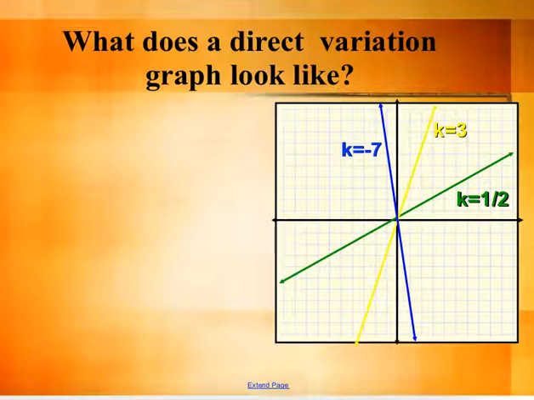So just remember, if we have a different k, it's going to look like a different thing on the line. So a higher k value, like k equals 3, has a larger slope. Whereas k equals 1/2, a smaller k value, gives a smaller slope, a shallower slope.